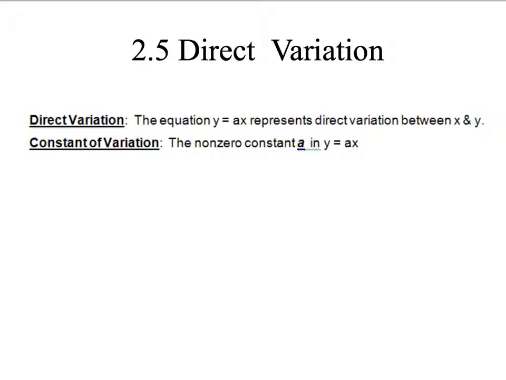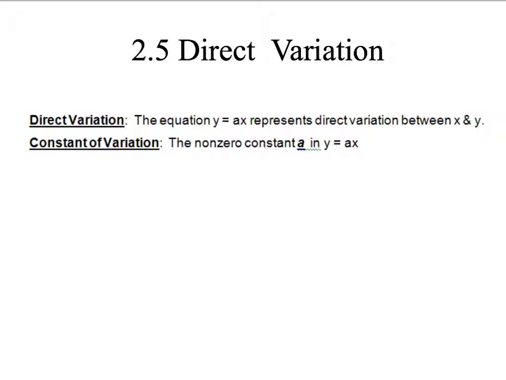Okay guys, so for our first lesson today, we're going to be talking about direct variation, which just means that when you have two different things, they have a direct relationship with each other. When one increases, the other one increases. When one decreases, the other one decreases as well.